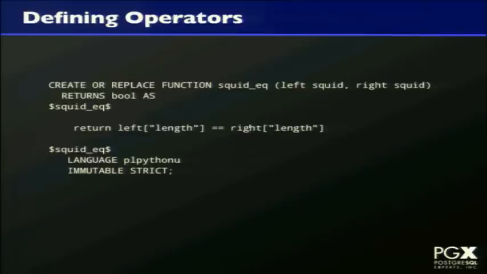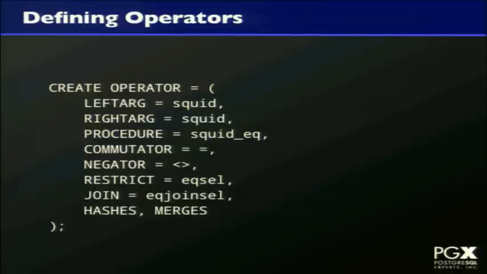So we define equality on squids, which is: if the lengths are the same, they are equal squids. Notice this is equality, not identity. Very important. They could be two different squids. Squids have individuality. We then tell Postgres about this operator. We say what the types of left and right are, the procedure to run, and what function is the commutation of that function. Equality is its own commutator, so that's easy. What operator is the negation of it? Not equal.